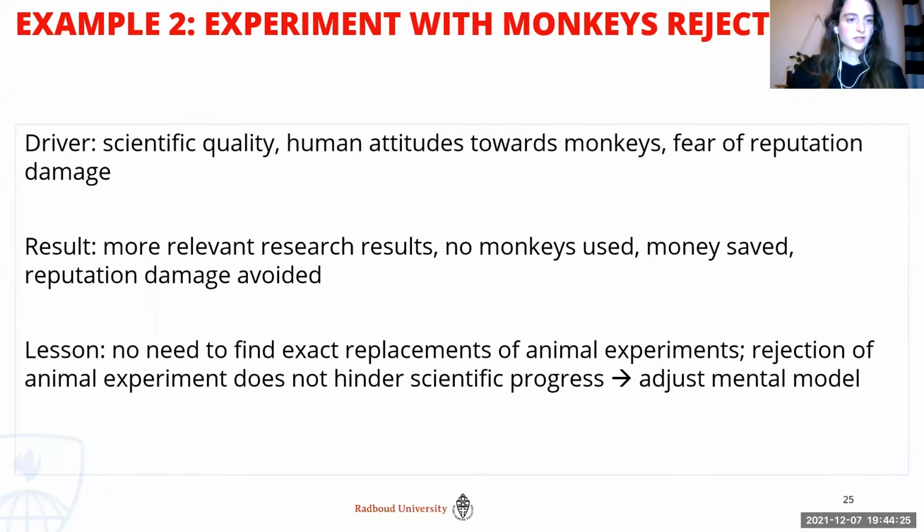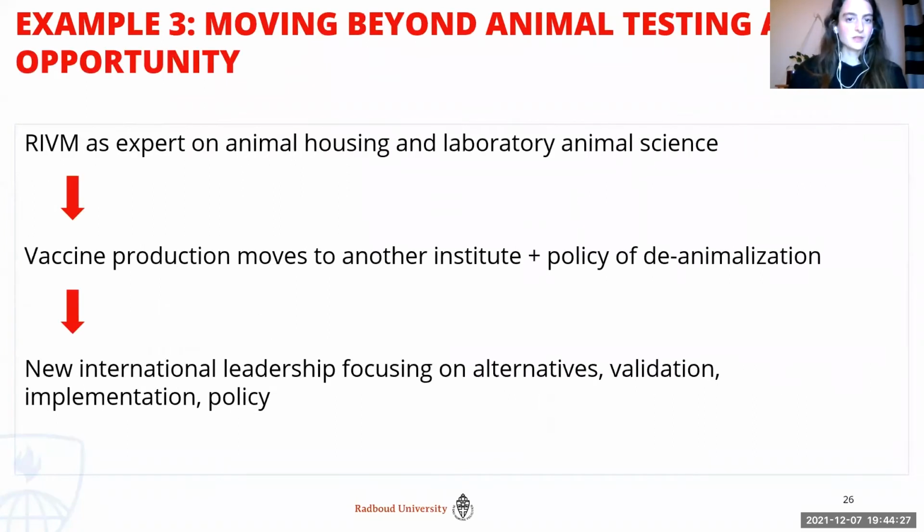Let's go to the final example. And this is more on the level of an institute, so what change can mean for an institute, maybe also for an individual researcher. As I mentioned before, the RIVM was an expert on animal housing and laboratory animal science. That's why they were also given those funds for the mice research, for example. But then at a certain point, their vaccine production moves to another institute. And that was a big part of their animal research.